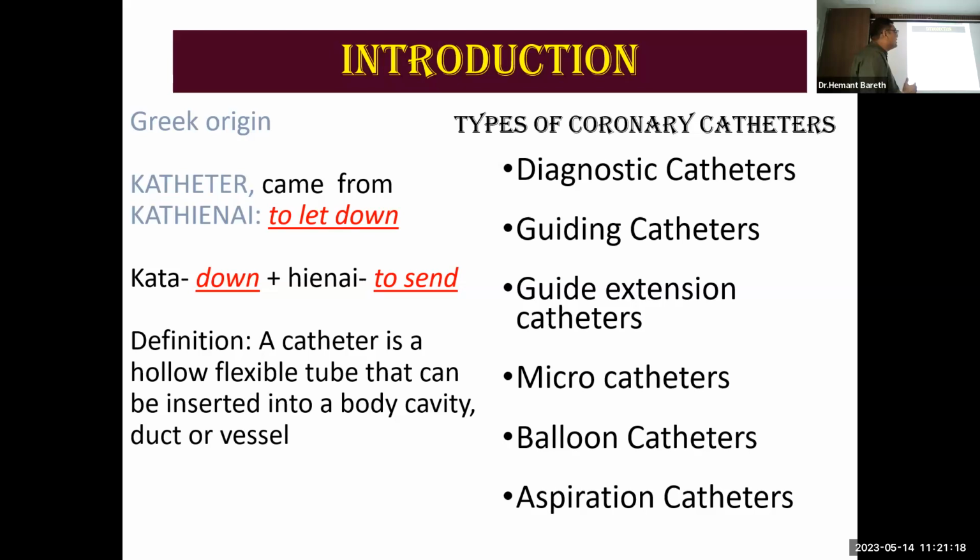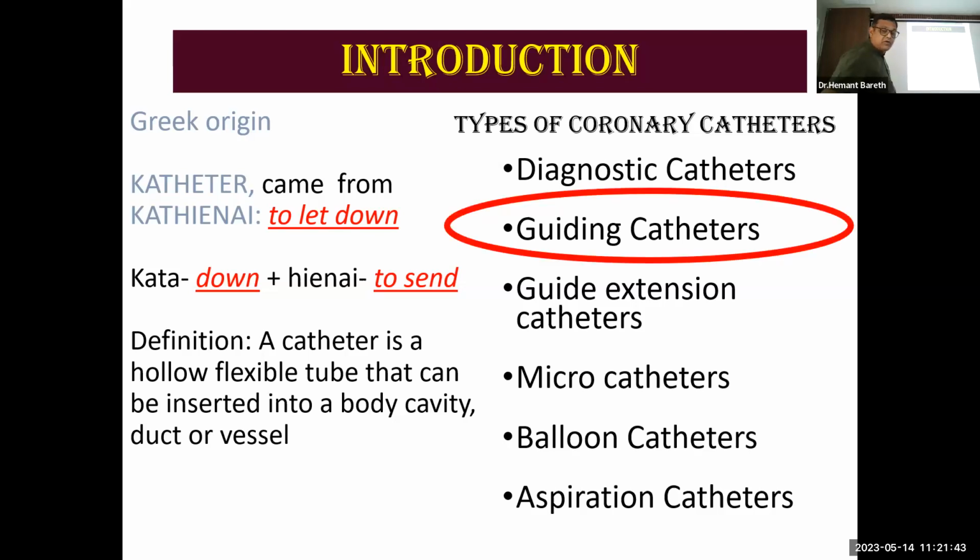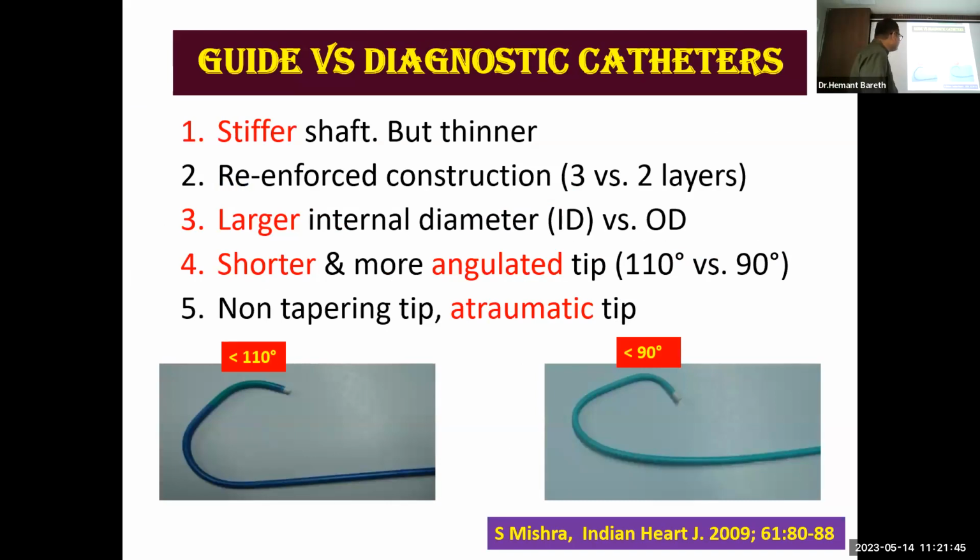Now we know that coronary catheters are of different types. First is the diagnostic catheter, then of course the guiding catheter. We also have guide extension catheters, then microcatheters, balloon catheters, and aspiration catheters. And a stent is also mounted on a balloon catheter. So these are all the types of catheters. What we are concerned about today is the guiding catheters, so that is what we are going to talk about.